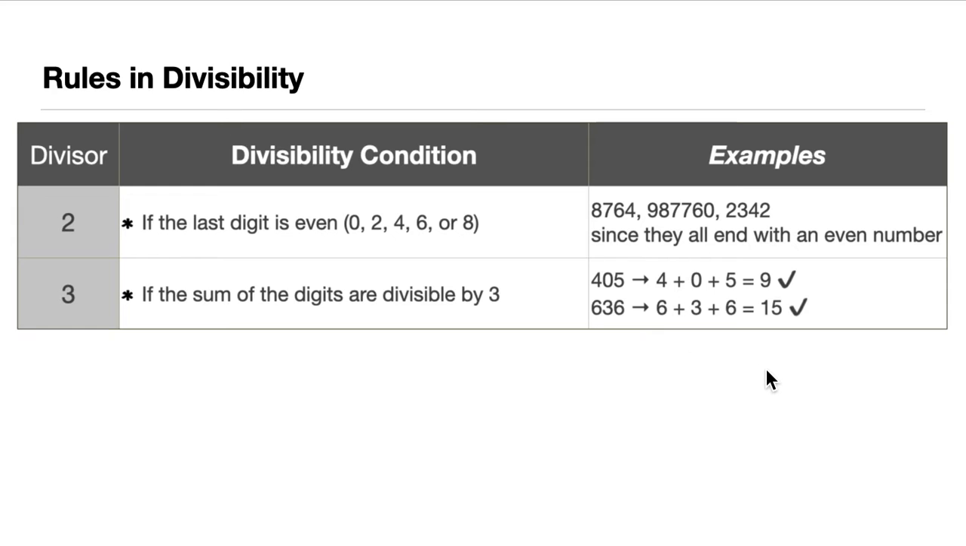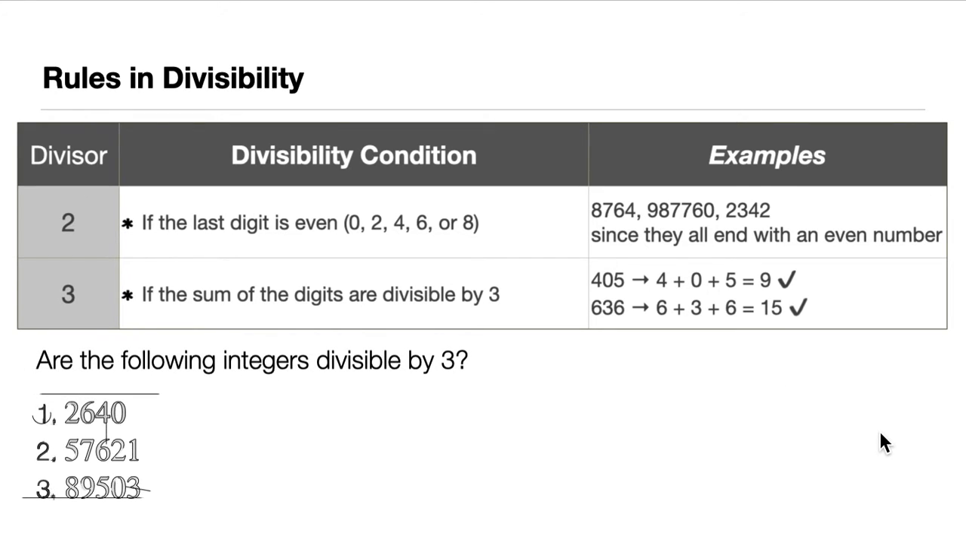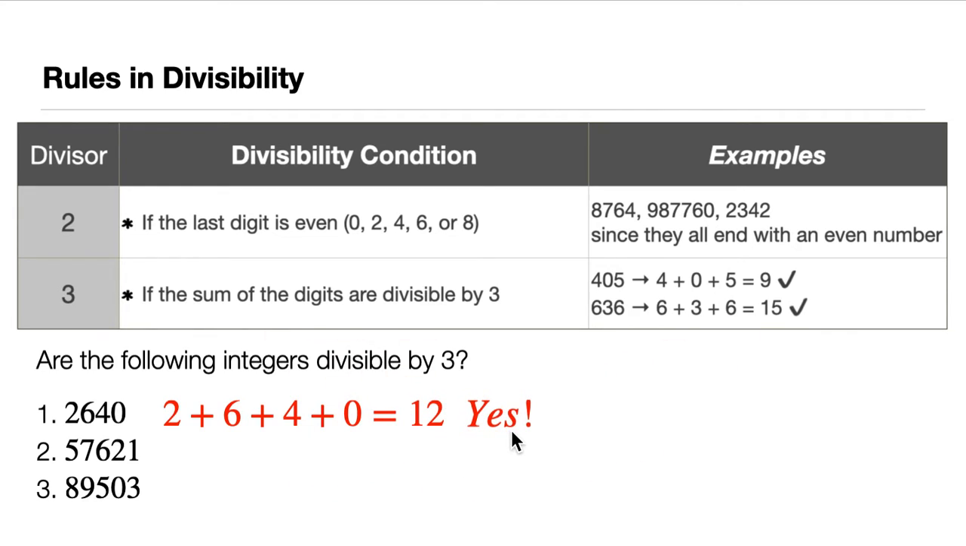Okay, so the next batch of exercises: are the following integers divisible by 3? Maybe you can pause the video and try to answer yourselves. Okay, so I believe you have the answer now. For number 1, what we need to do is add all the digits. 2 plus 6 plus 4 plus 0. So 2 plus 6 is 8. 8 plus 4 is 12. Now the question is, is 12 divisible by 3? Yes, it is. It is 3 times 4.